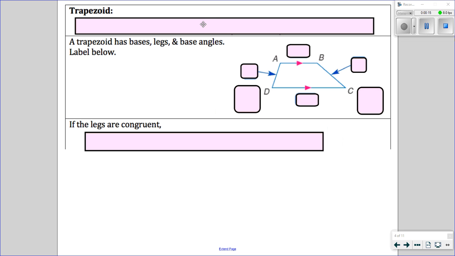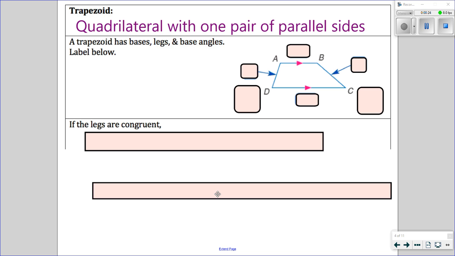So in order to understand how to deal with trapezoids and problems dealing with them, we need to know what the definition of a trapezoid is. Basically, it's a quadrilateral, that means four-sided, with one pair of parallel sides. As we can see in the diagram below, trapezoid ABCD. Notice that the pink arrows are designated for parallel lines. So AB and DC are parallel.